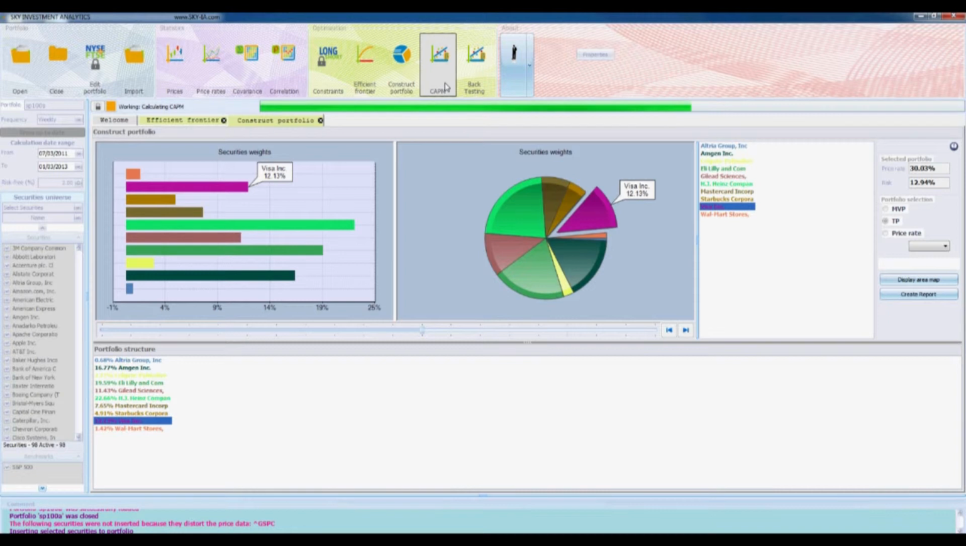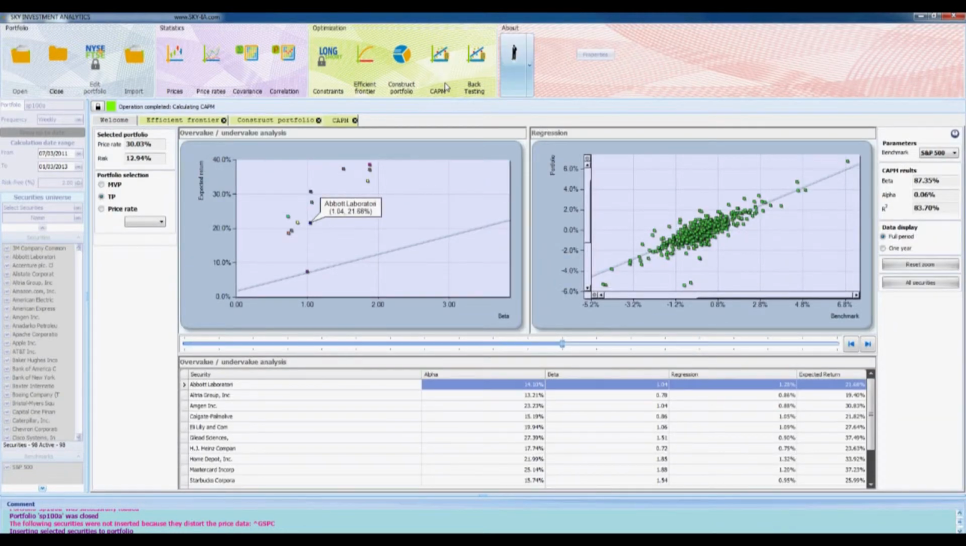We continue to the capital asset pricing model analysis. This analysis compares the performance of our portfolio to the performance of the market, or the sensitivity of our optimal portfolio to the behavior of the market. In this case, we have a beta of 87% with an R-square of 83%, meaning this beta is quite valid. The R-square is close to 100. And what it means is that we have a high positive correlation to the behavior of the market.